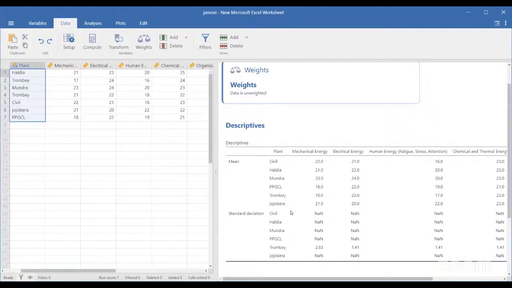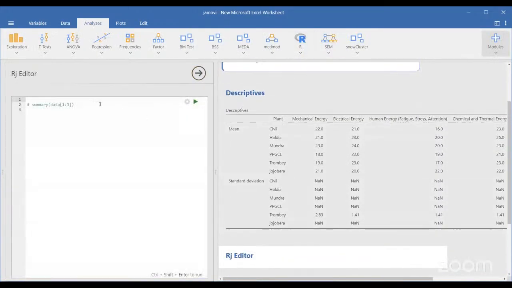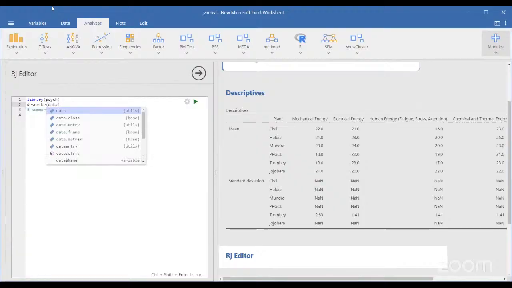Ajay, you go to the R studio. Okay. Now you write down library psych, then enter. Then you write down describe, bracket, data, box bracket 2:7.